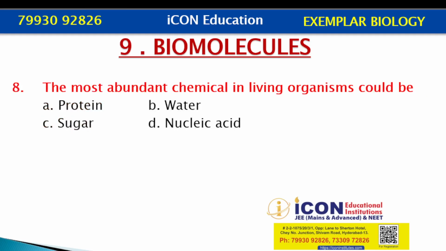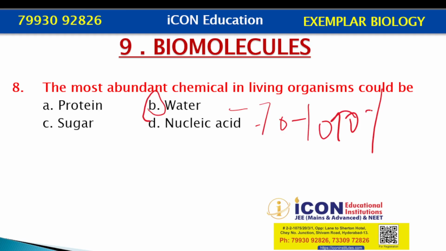Question number 8. The most abundant chemical in a living organism could be. The most abundant chemical is water. Water is 70 to 90%. Of the cellular mass, 70 to 90% is water in the living cell.